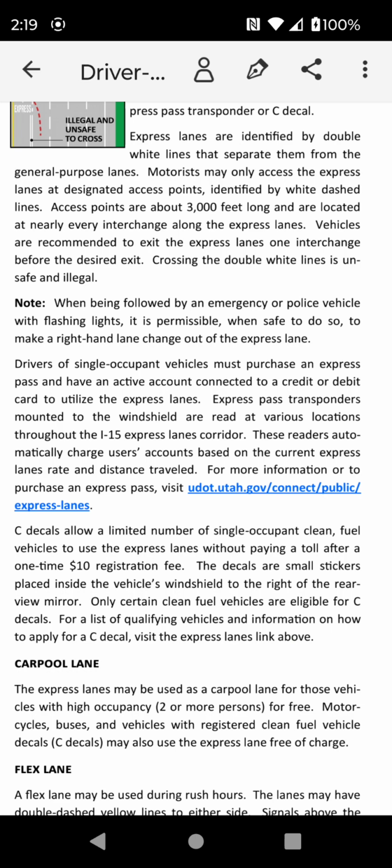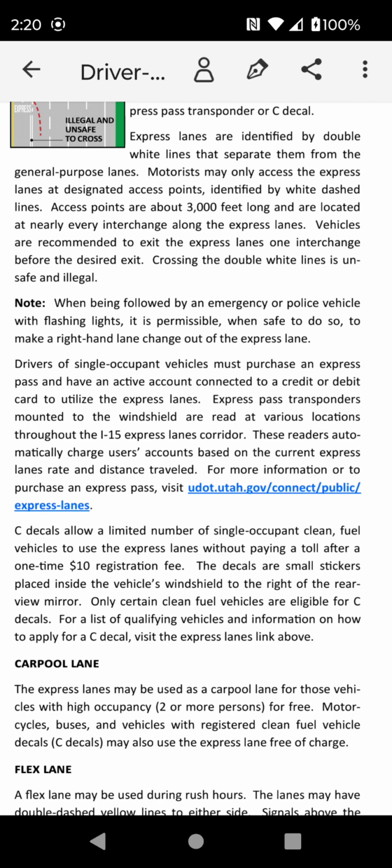Drivers of single occupant vehicles must purchase an express pass and have an active account connected to a credit or debit card to utilize this express lane. Express pass transponders mounted on the windshield are read at various locations throughout the I-15 express lane corridor. These readers automatically charge users' accounts based on the current express lanes rate and distance traveled. For more information or to purchase an express pass, visit udot.utah.gov/connect/public/express-lanes. Okay.